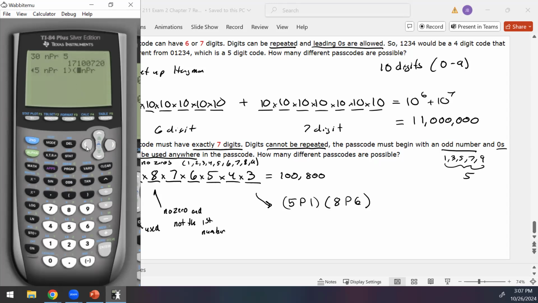And then, whoops, I forgot the number. Don't forget the number. If you forget, do second delete for insert. 8 permute 6, and let's see if that's correct. There we go, same answer, right? Again, you don't have to do that.